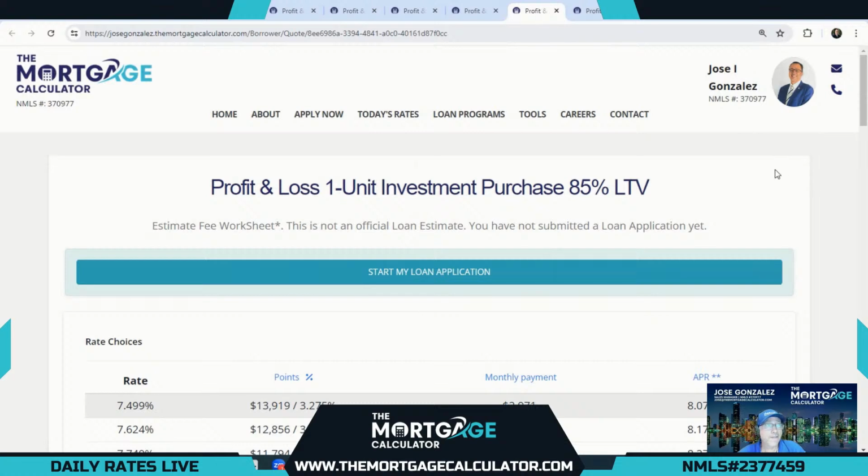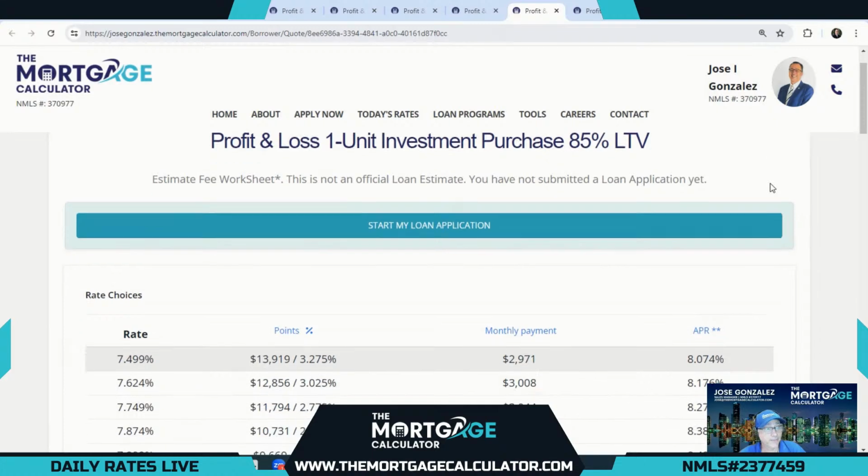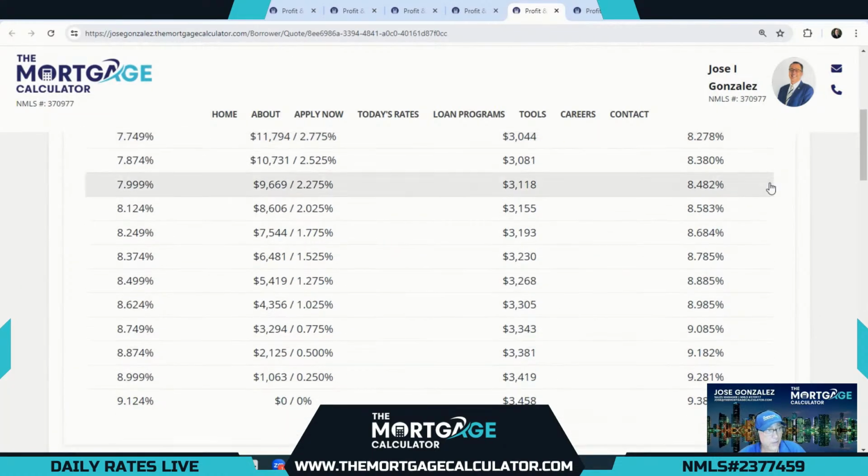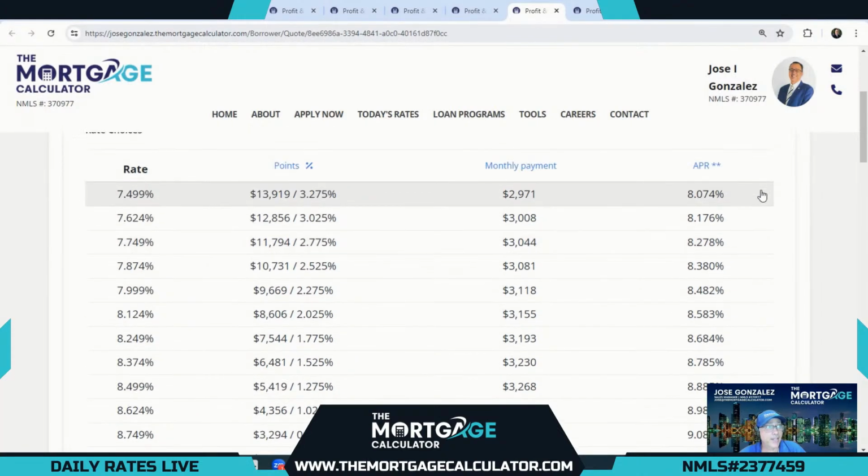And now let's go with some investment options. 85% LTV is our maximum LTV for this profit and loss investment purchase, which is pretty amazing when you consider your conventional options are usually going to max out at 80%. So here we have 9.124 is our lowest cost option at par. And you can buy that down all the way to 7.499. And you will note the rate that you can buy it down to on the investment is a little bit better actually than the primary.